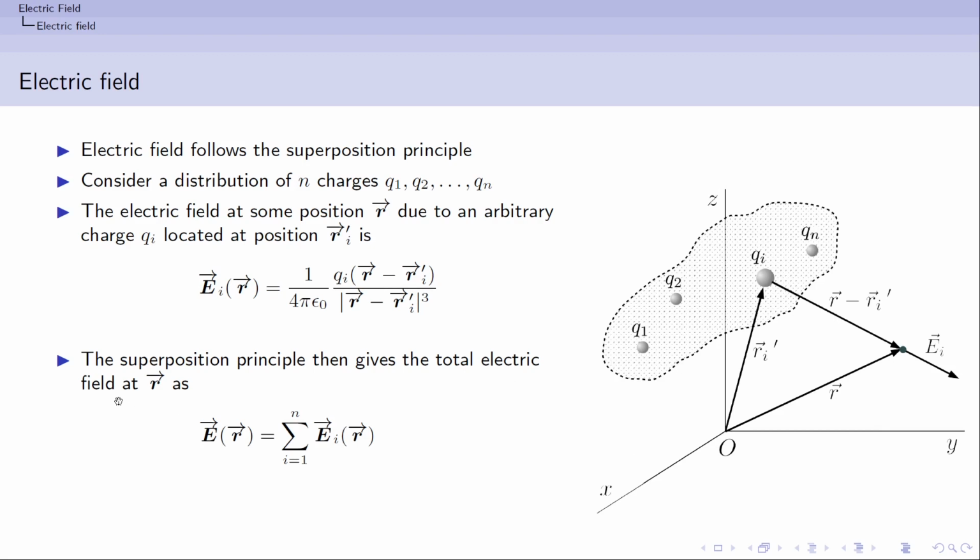So I'm going to end this lecture here. In the next lecture, we will show an important characteristic of the electric field, and that is the conservative nature of the electric field, which we will see in the next lecture.